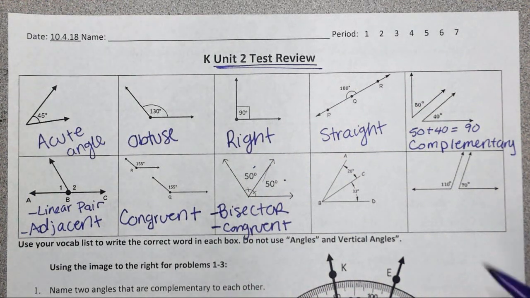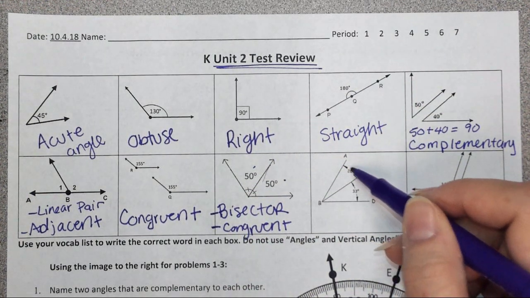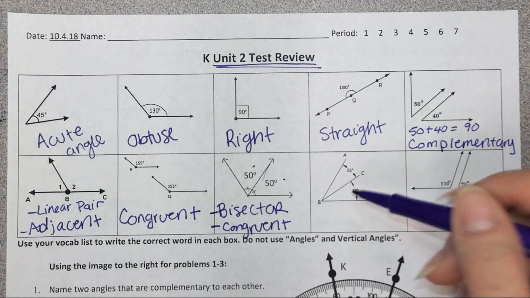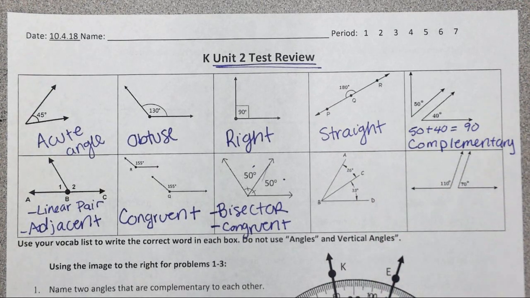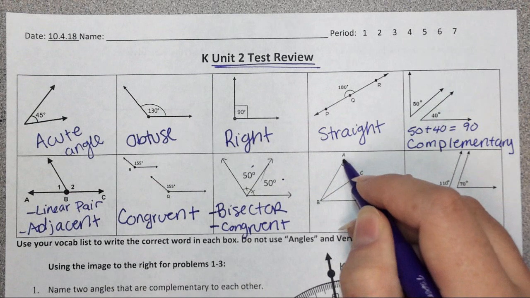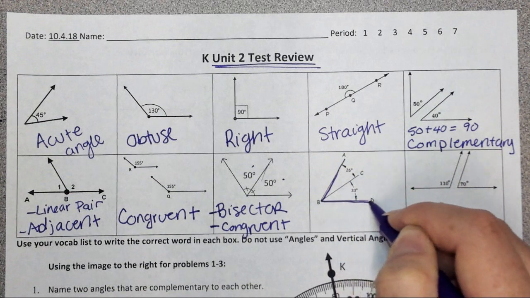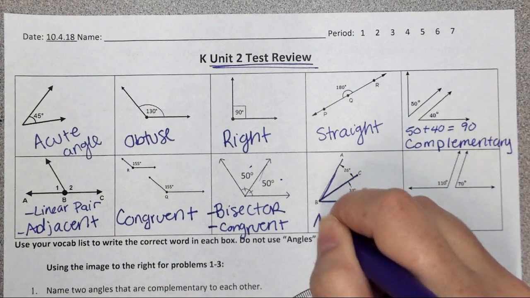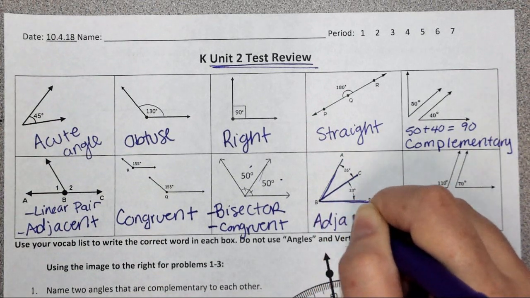Okay. All right, this one, we've got a 26-degree angle and a 33-degree angle. They don't add up to anything special. 33 plus 26 is 59, so they're not complementary. They are right next to each other without overlapping each other, and that's our definition of adjacent.